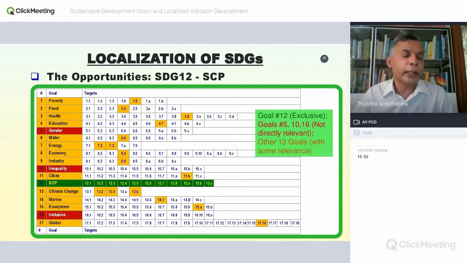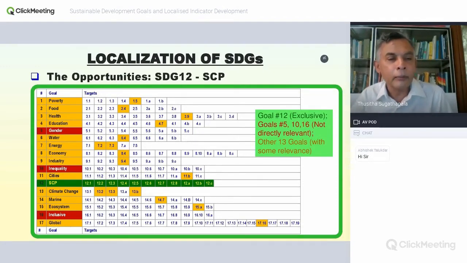Now, just one example of how SDG 12, that is SCP, is linked to other goals and also the targets. The green bar shows basically SCP, the SDG 12. All the targets are of course on SCP. This yellow shaded one shows the different other goals, within those different targets, which are linked to SCP directly or sometimes with some relevance.